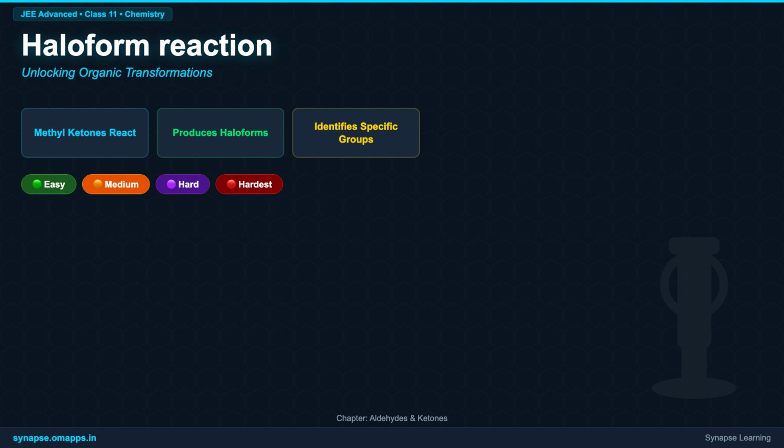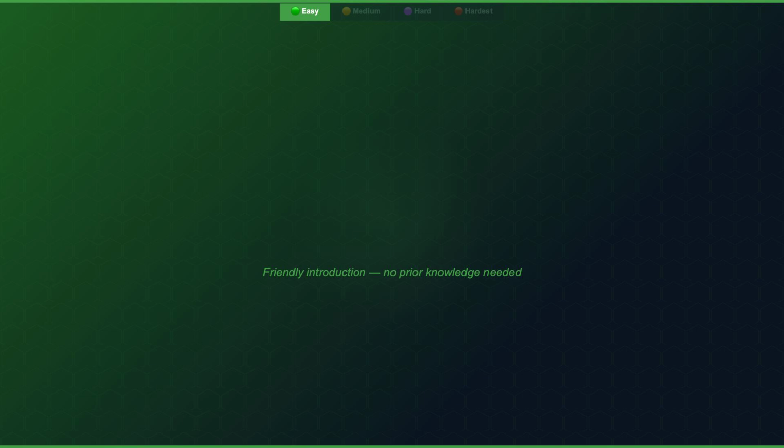We'll journey through its simplicity at the easy level, uncover its mechanisms at the medium and hard levels, and finally, explore its advanced applications and theoretical underpinnings at the hardest level, preparing you for the toughest advanced challenges. Let's begin. Ready to discover how a simple reaction can create a distinct color and smell? Let's explore the basics of the haloform reaction.